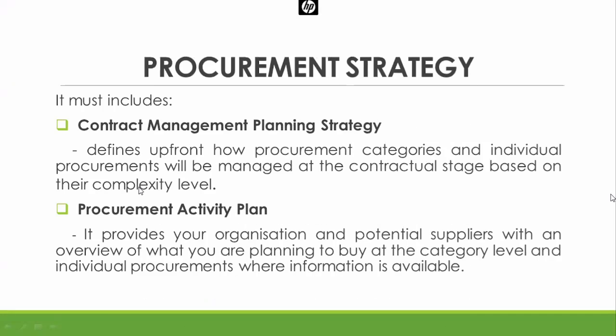These are the two important parts of procurement strategy. First, contract management planning strategy. Defines upfront how procurement categories and individual procurements will be managed at the contractual stage based on their complexity level. My understanding is that every time a company procures goods and services, the contract management planning strategy is usually seen at the end of procurement.